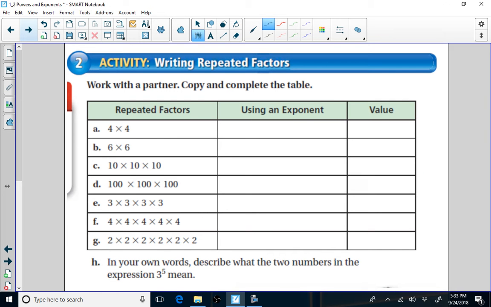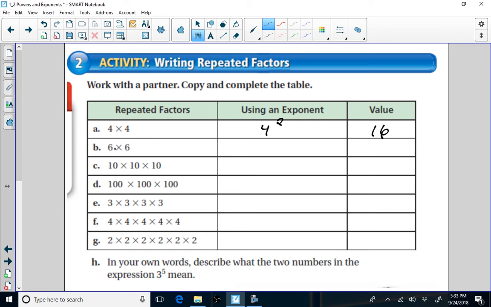Alright, I'm going to have you on your own take a look at this table. I have 4 times 4, and I want to write that using an exponent. I want to write the product as an exponent. 4 is our base number. It's being used as a factor 2 times, so we use 2 as an exponent. We would read that as 4 to the second power, or 4 to the power of 2. The value of 4 to the second power we find by taking 4 and multiplying it by 4. That's going to give us 16.